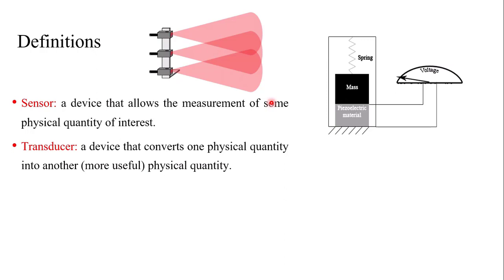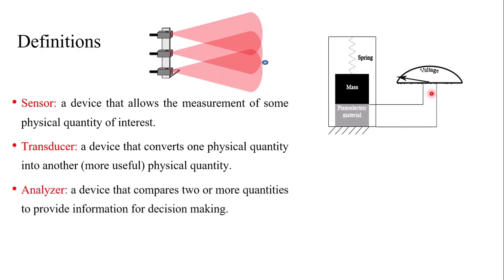Like in this example you can see there is a mass and a piezoelectric material. There is a property of the piezoelectric material that when you apply pressure onto it, it gives you current or voltage. So in this diagram the mass is providing force on the piezoelectric material, then it gives the electrical signal, and it is shown in the voltmeter. Correct. So this is a transducer, which converts one physical quantity into another physical quantity which is more useful. The electrical signal is more useful, we can control it very easily.